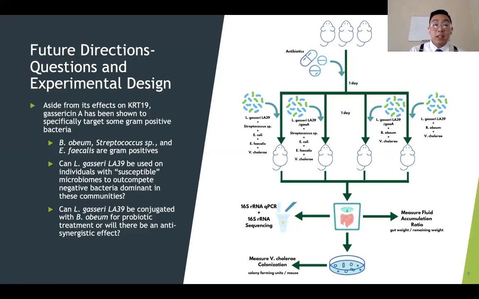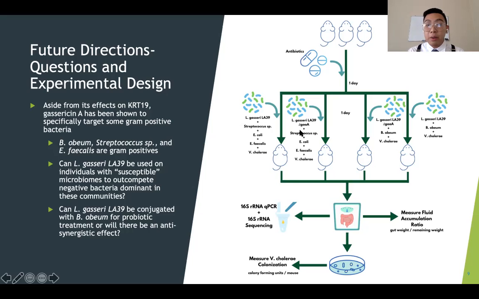First of all, we wanted to ask if LA39 can outcompete negative bacteria in these susceptible microbiomes and turn susceptibility into resistance by inhibiting those negative bacteria, and also whether LA39 could be potentially conjugated or included in treatment with Blautia obeum to enhance the positive effects and the positive resistance against Vibrio cholera, or if there would be an anti-synergistic effect in which LA39 inhibits the growth of Blautia obeum and reverses the resistance to cholera.